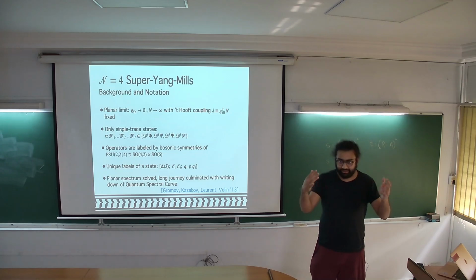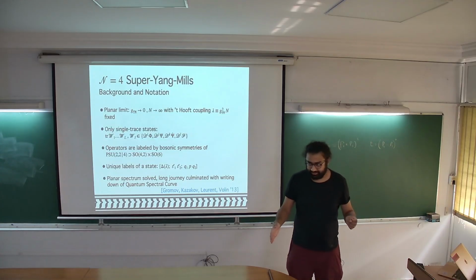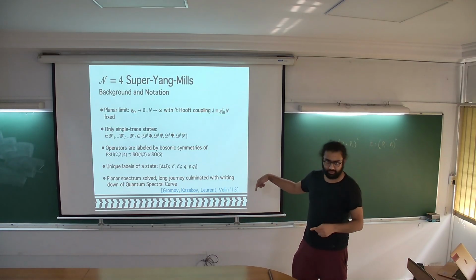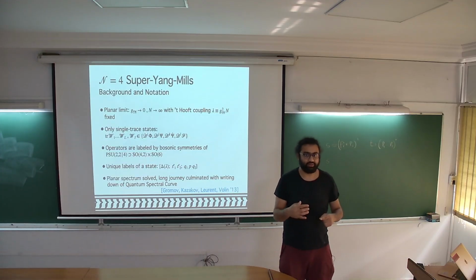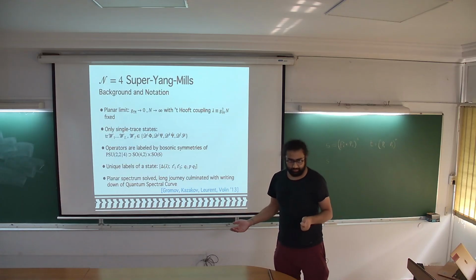And then you diagonalize this mixing matrix. When you diagonalize the mixing matrix, the eigenvectors will give you those linear combinations out of these 6 to the L operators, which are your good conformal operators. And the eigenvalues will give you your scaling dimensions.